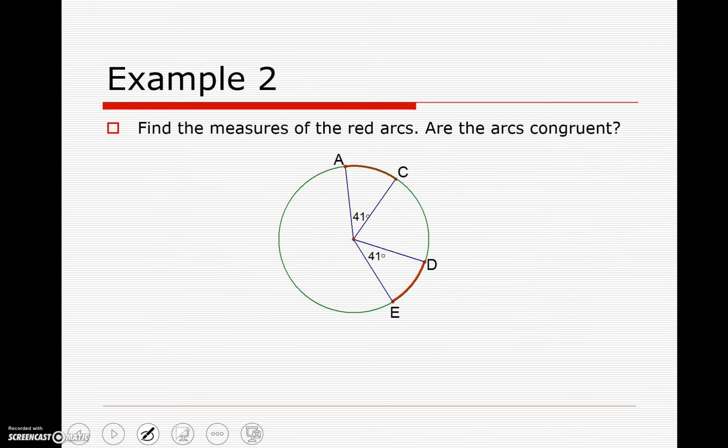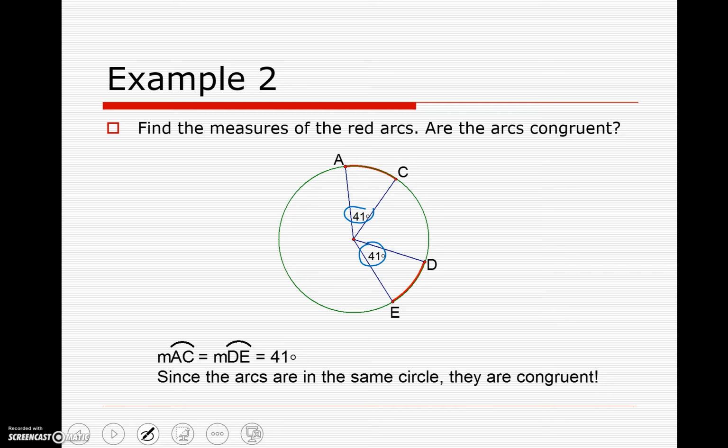Next one here, we want to determine if the red arcs are going to be congruent. So remember we talked about arcs can be congruent if their central angles are congruent, or if the central angles are congruent from two congruent circles. So this is in the exact same circle. Looking at the two angle measurements here, they're exactly the same. So therefore, we know that those two angles are going to have to be congruent to each other.